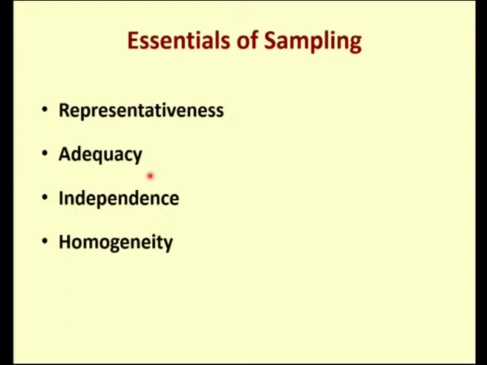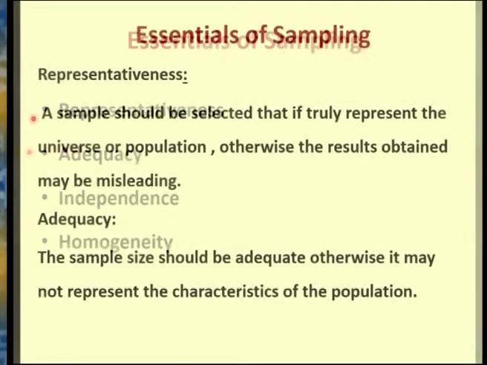Now, having decided that the sampling technique should be adopted, what we have to do, what is the actual requirement for sampling? That is given as the essentials of sampling. You have 4 essentials. The first one, representativeness, adequacy, independence, homogeneity. Now, we will discuss all these essentials one by one.